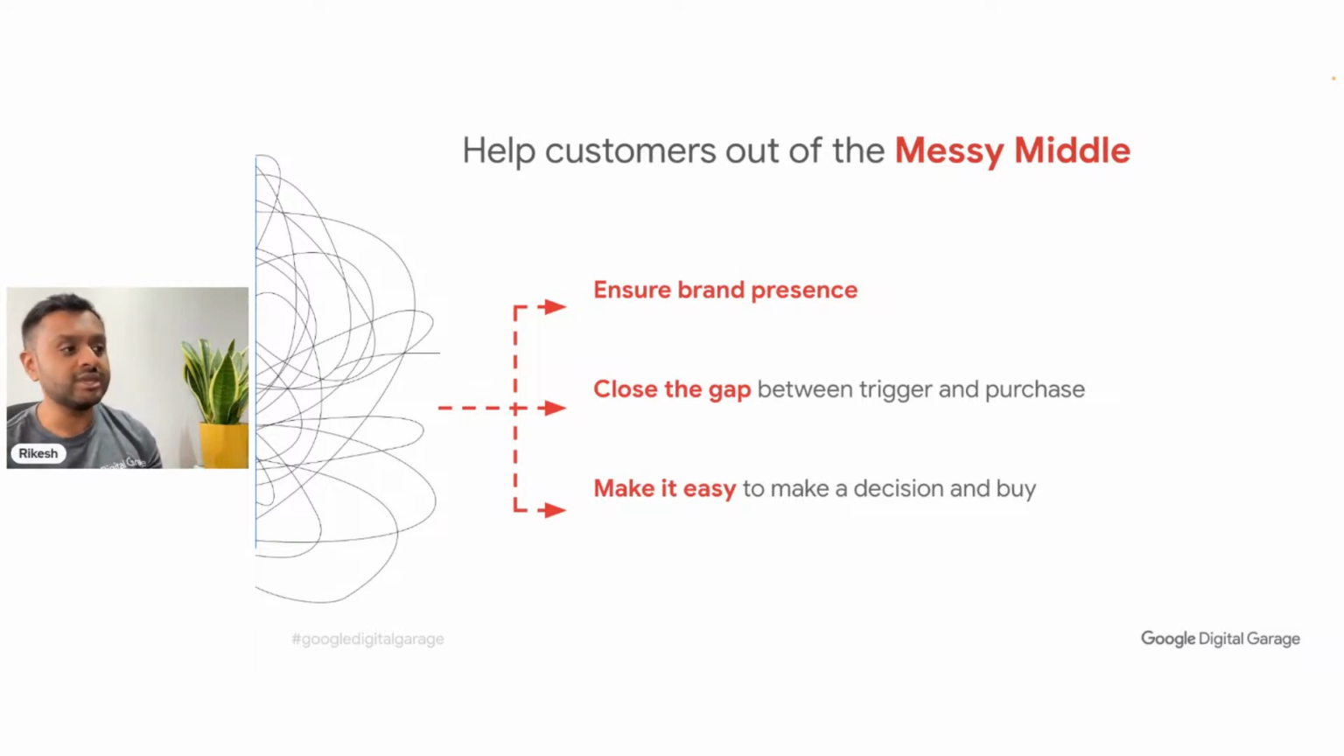And also we want to make it easy to make a decision and buy. So we want to make that process as seamless as possible. If someone's decided, right, let me make sure that person goes straight to the link for the product page on my website, and they can go ahead and actually buy it there as well. So we want to help our customers get out of that messy middle, and we want to be proactive with this approach in general.